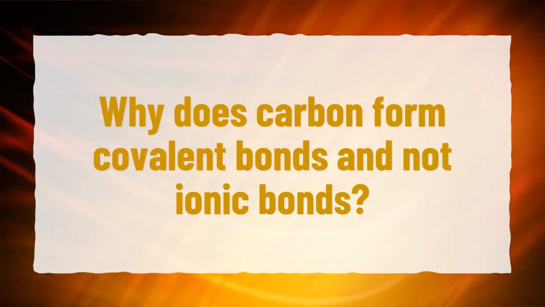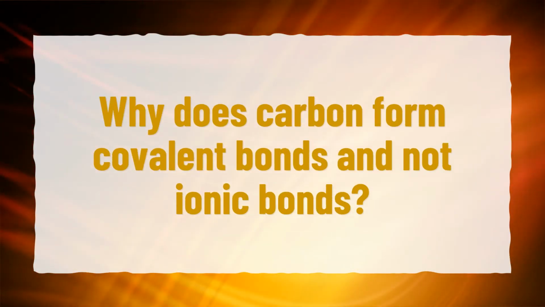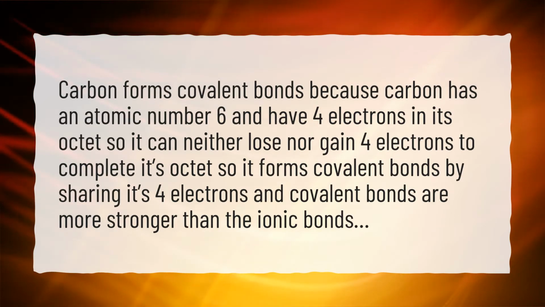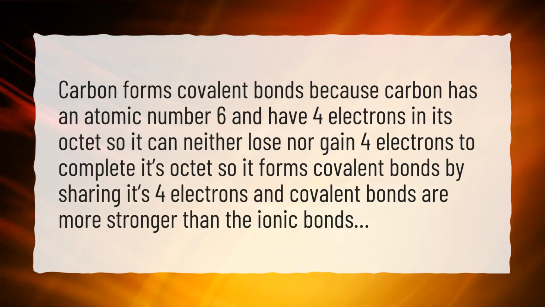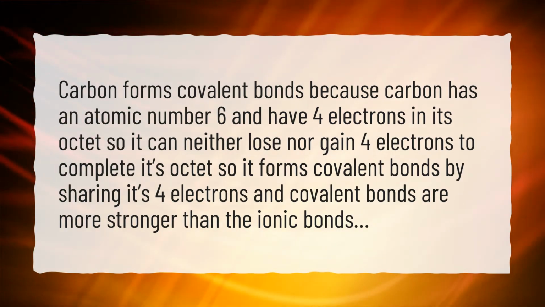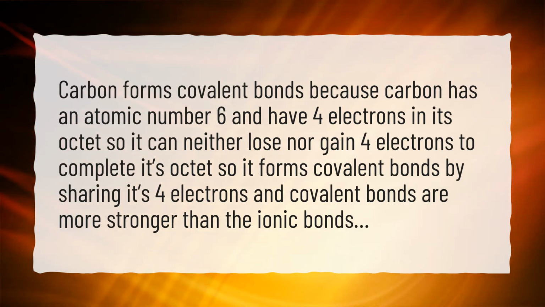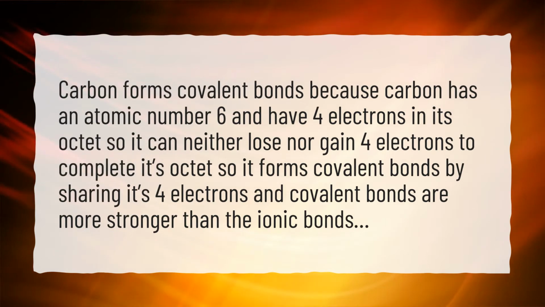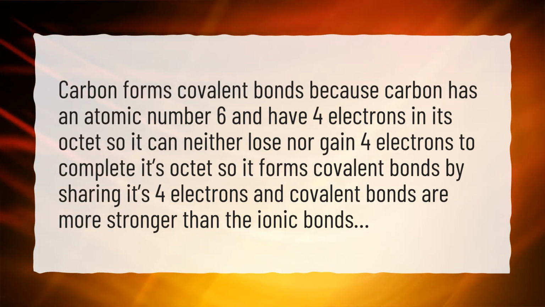Why does carbon form covalent bonds and not ionic bonds? Carbon forms covalent bonds because carbon has atomic number 6 and has 4 electrons in its outer shell, so it can neither lose nor gain 4 electrons to complete its octet. So it forms covalent bonds by sharing its 4 electrons, and covalent bonds are stronger than ionic bonds.